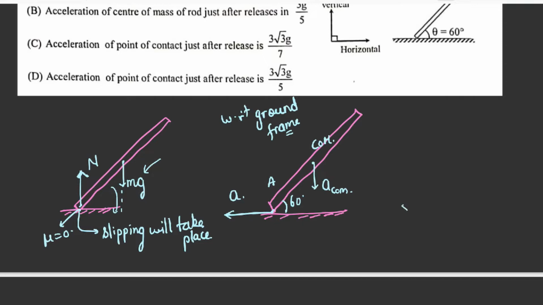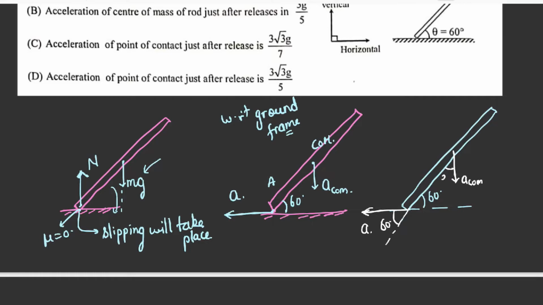Let's figure it out. I'll say that this is the rod, and this is the 60-degree angle. This is ACM downward, and this is A. Can I say this is 60 degrees and this is 30 degrees, if I'm not wrong? I can resolve this component as ACM cos 30, and this as ACM sin 30. And this is A, only A. So I can resolve this along this direction as A cos 60 and along this direction as A sin 60.